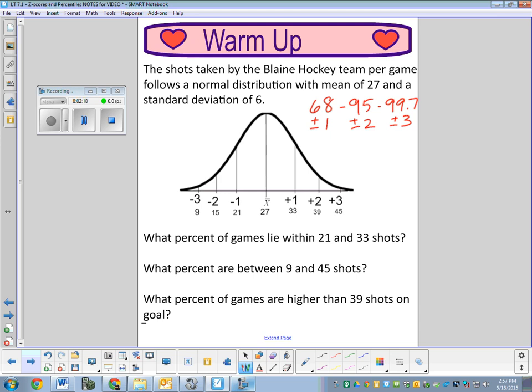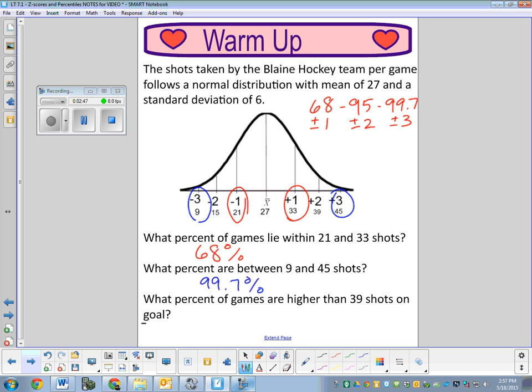Okay, let's see if we got the right answers. Between 21 and 33 shots. Those are within 1 standard deviation above and below. And our empirical rule says that 68% of our data lies within those 2 values. What percent are between 9 and 45? Well, those are your plus and your minus 3. So that would be 99.7%.